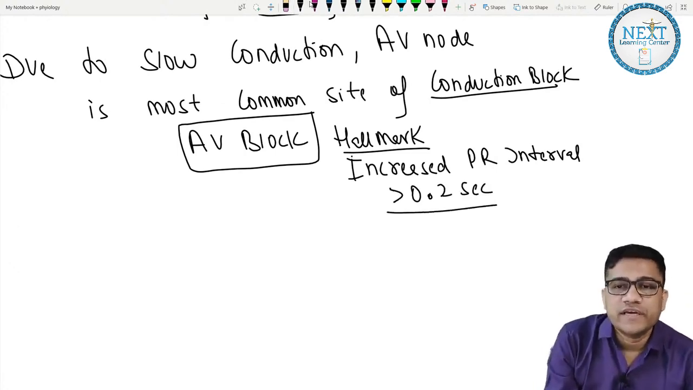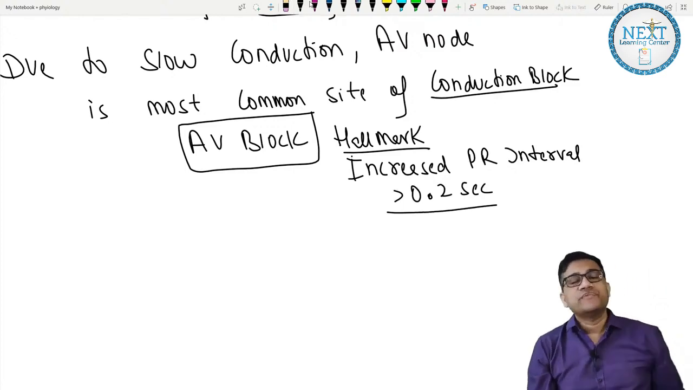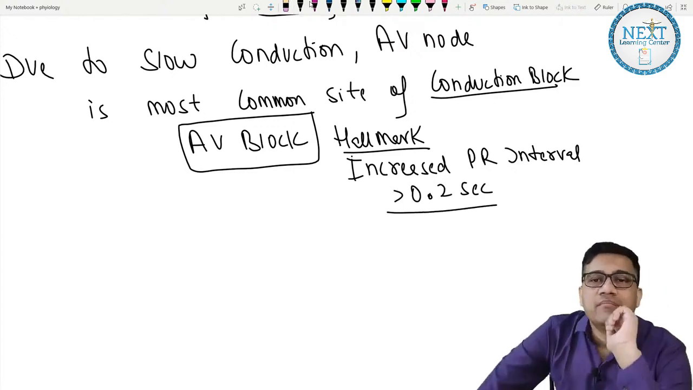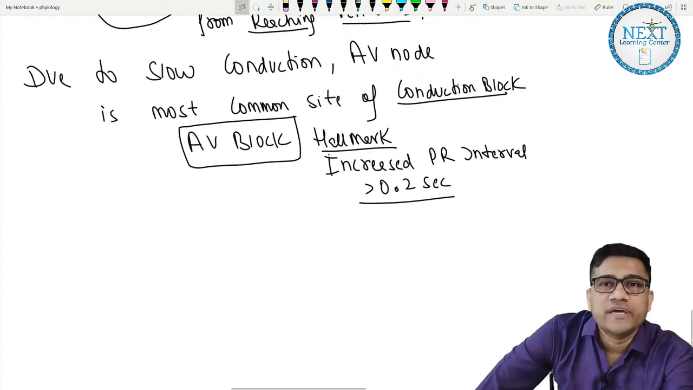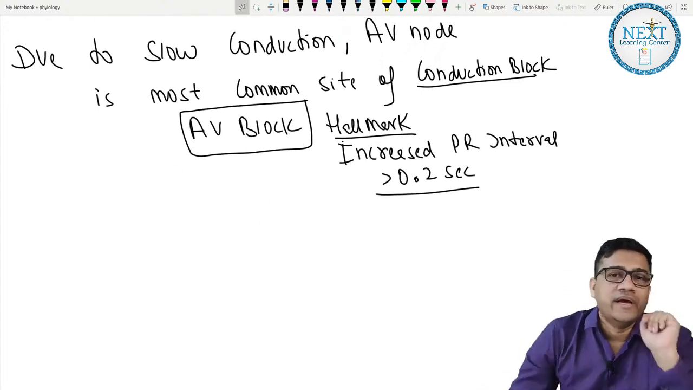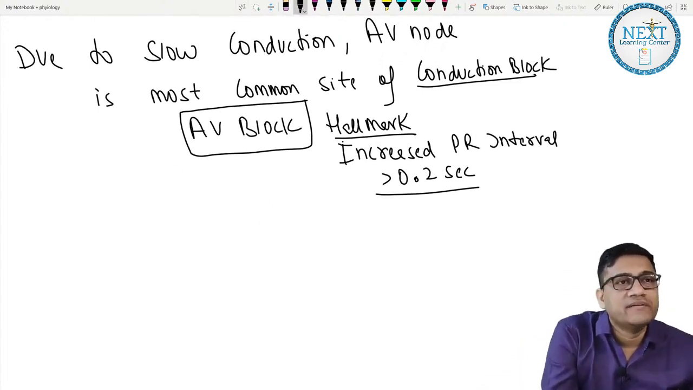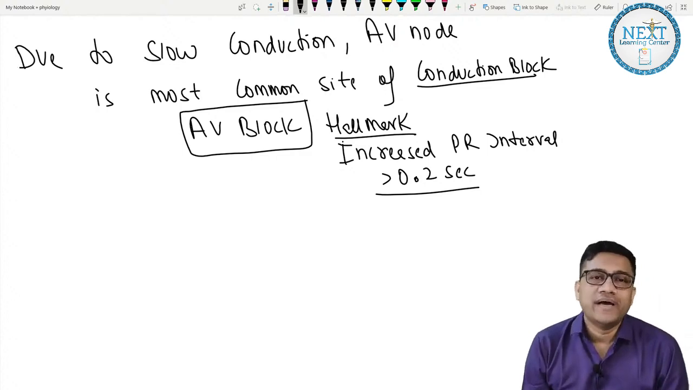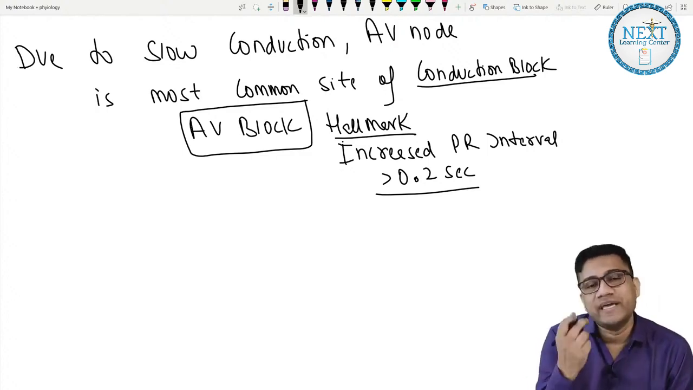Okay. So what is the increment? It is more than 0.2. So if the PR interval becomes more than 0.2 second, it is called as what thing? It is called as which phenomena? Yes, it is called as the AV block.